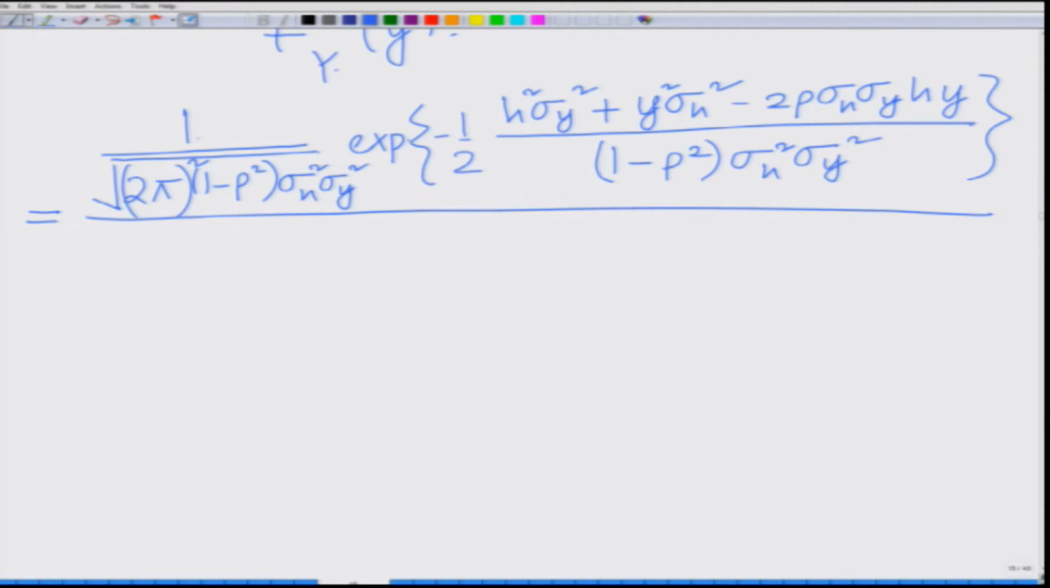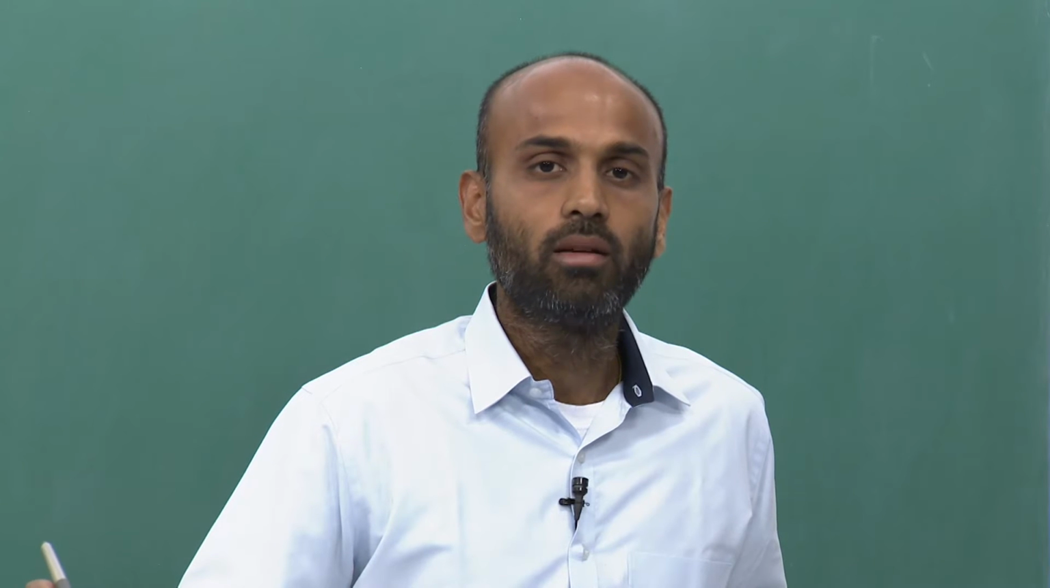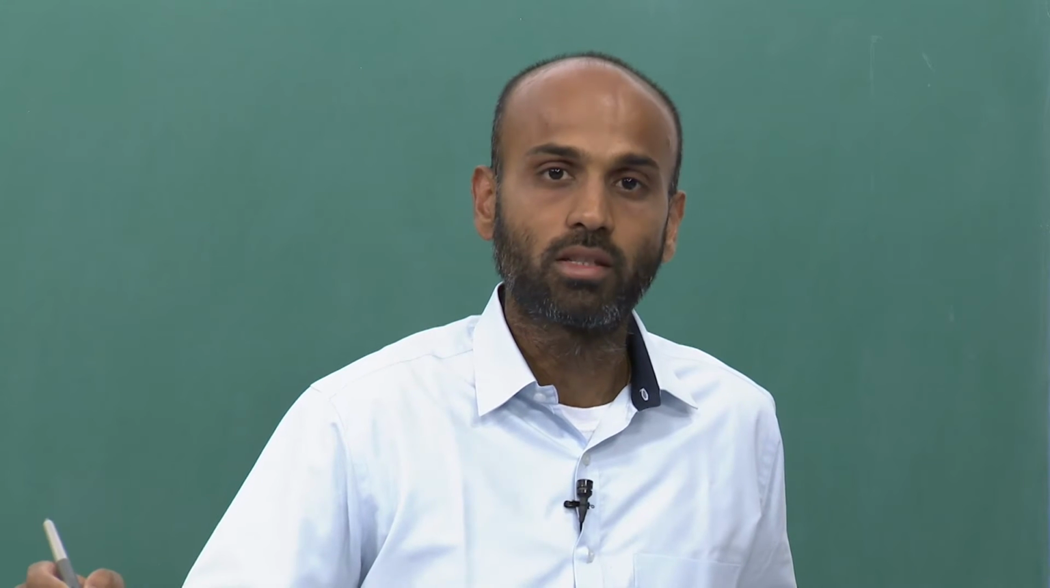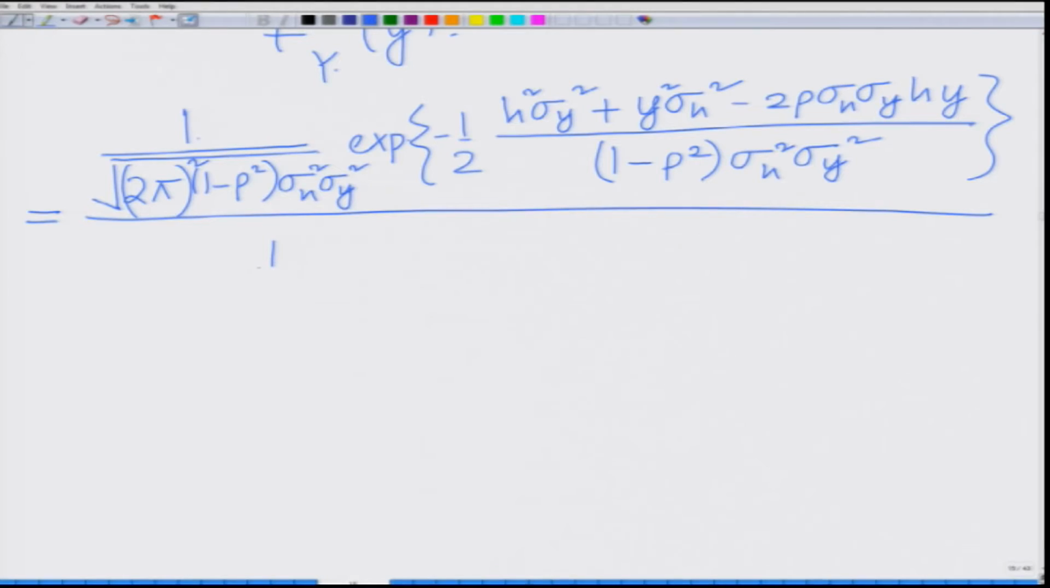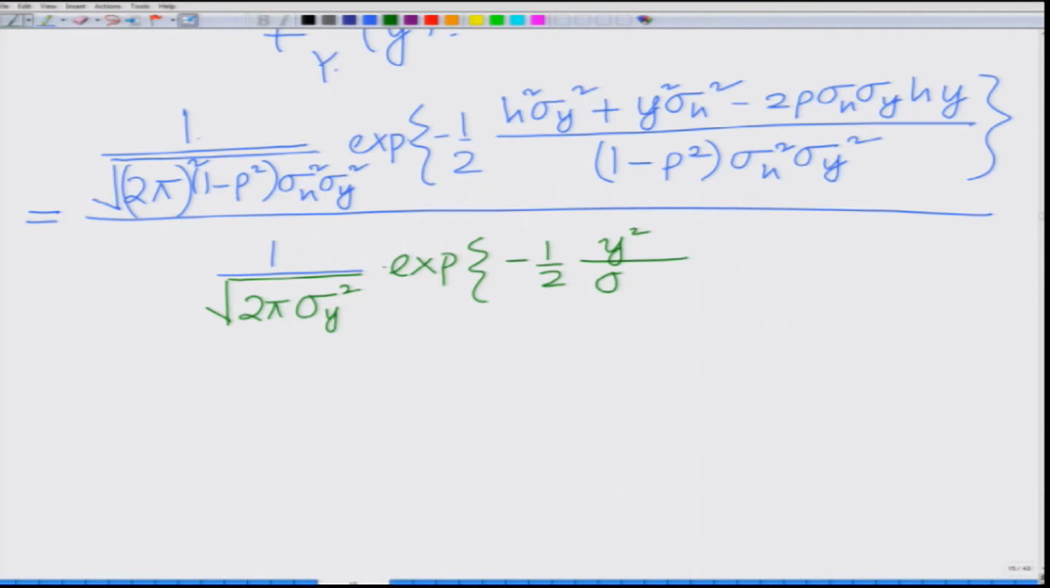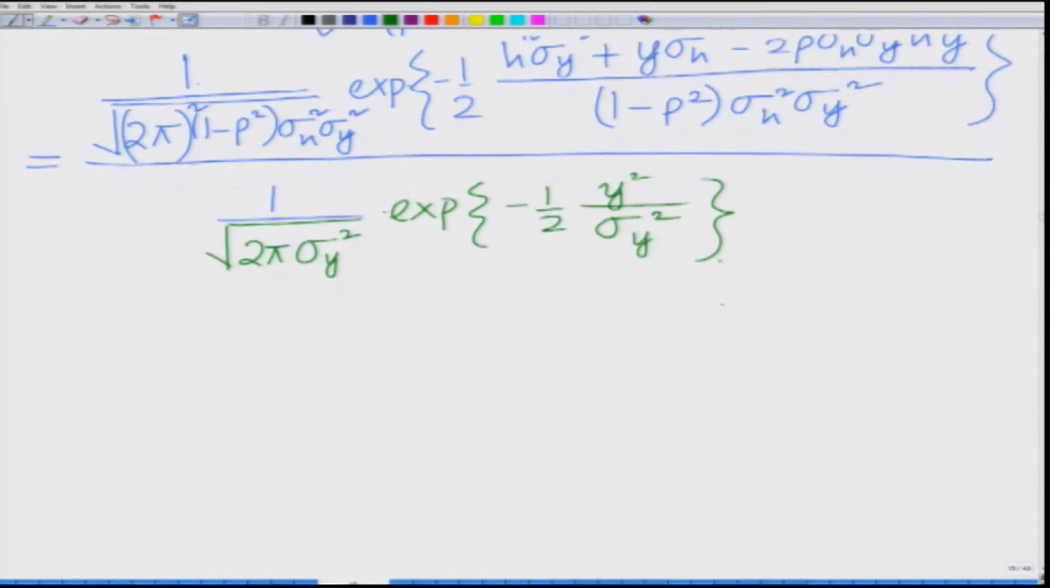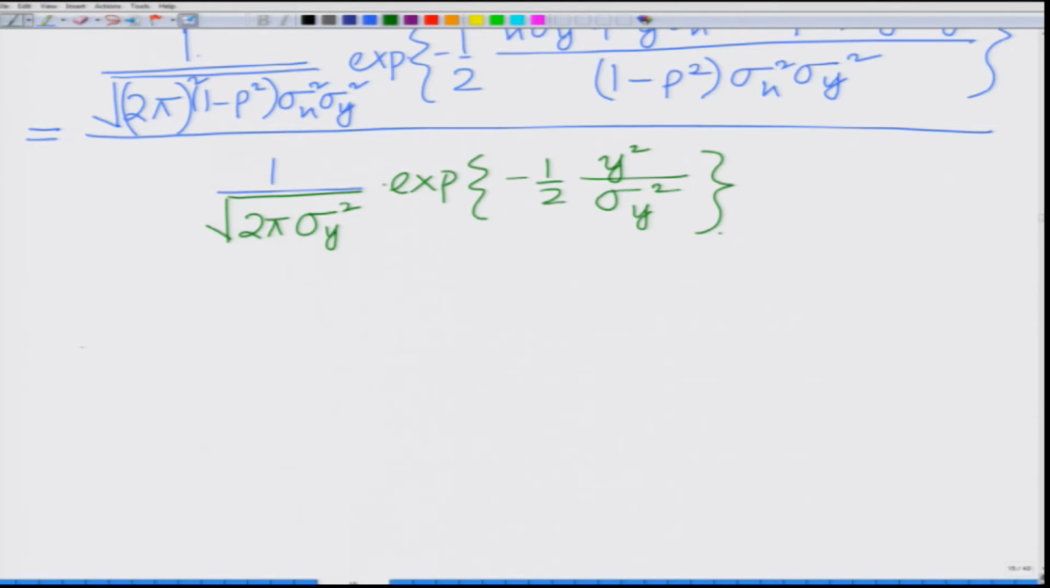We said the marginal probability density function of the observation y is Gaussian with mean 0 and variance sigma y square. Therefore, this we have already derived: the marginal probability density function of this observation y is given as 1 over the square root of 2 pi sigma y square, e to the power of minus half y square divided by sigma y square. And therefore, now I can simplify this.